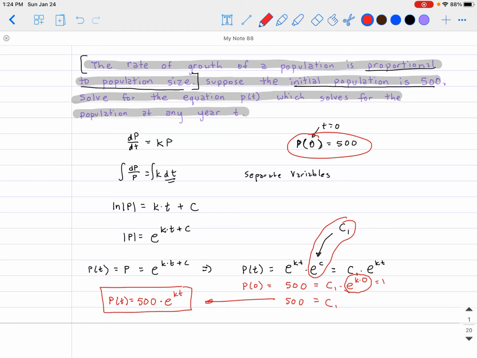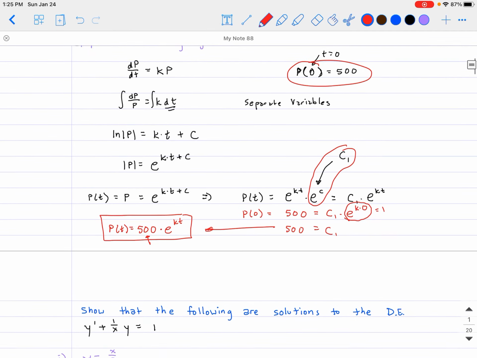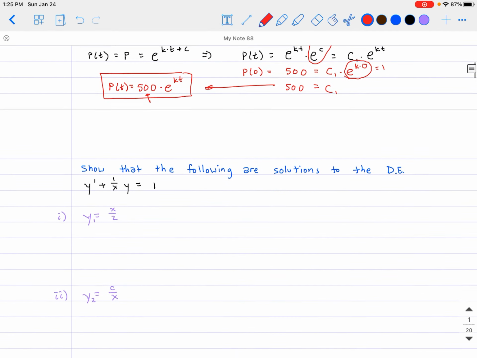And hopefully this looks somewhat familiar because back in algebra, you were always told that whenever you have a population equation, it's going to be exponential. Well, here's the derivation as to why. And in addition to that, you can see that the initial population is always in the front as a multiplier. All right, so that's going to be the idea behind this differential equation, and we'll definitely look at more in the future. Now, let's look at some other problems over here.